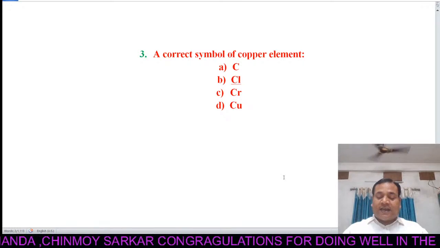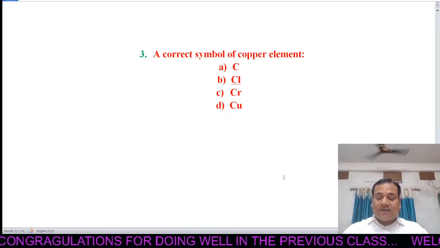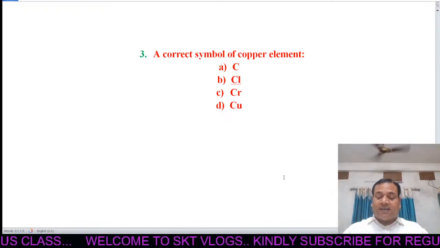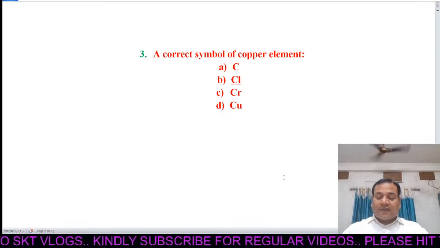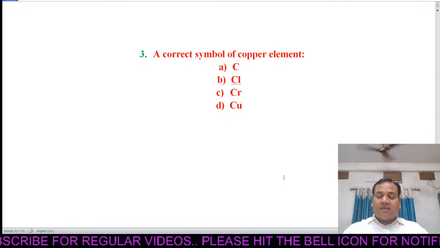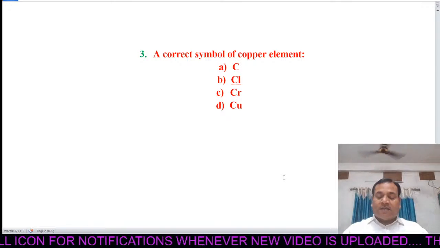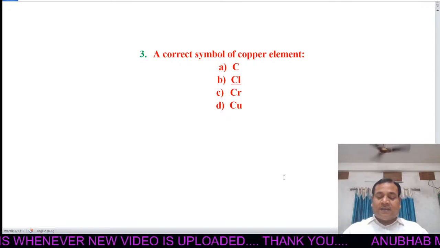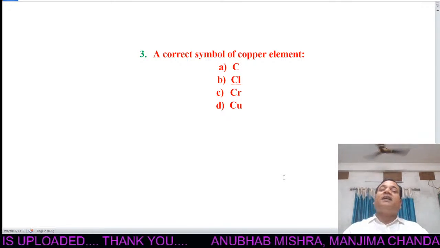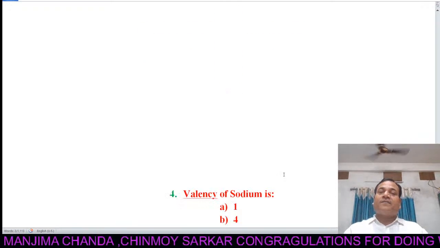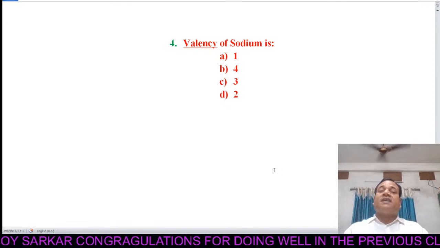Rahul Thakur replied correctly. 3D is the correct answer. Diya Thapa replied correctly. 3D is the correct answer. Diya Thapa, good going. Fatma Khatun also replied. Atit Raj also replied. And thus, the correct answer is 3D. That is Cu. We are moving to our next question.